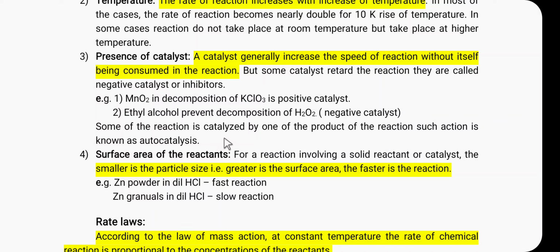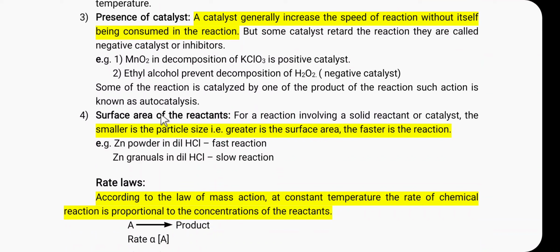That means when the chemical reaction proceeds, one of the products formed in the reaction acts as the catalyst, and the best example is the oxidation of oxalic acid by acidified potassium permanganate. In this reaction, the product formed acts as the catalyst. So, such a reaction is called autocatalysis.